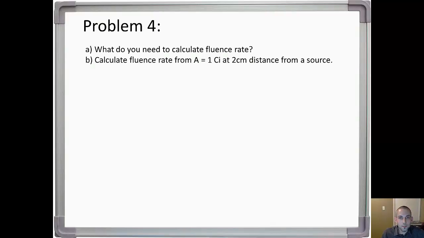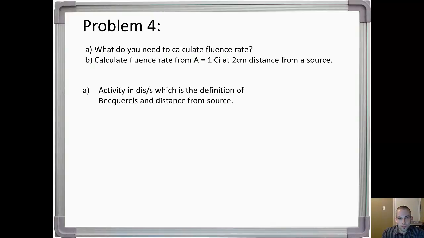Okay, so let's start getting into concepts that could actually lead to some tricky questions. What do you need to calculate fluence rate? What quantities do you need? You're going to need the activity in disintegrations per second, which happens to be the definition of Becquerel, and you're going to need the distance from the source.